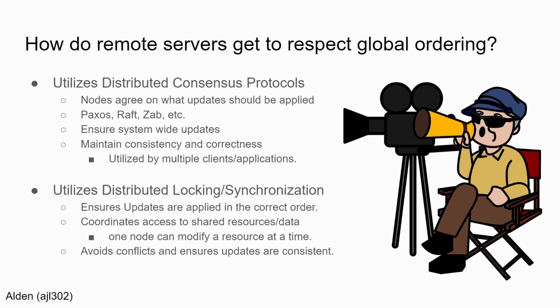To keep order, systems use distributed locking and synchronization in order to keep global order. This ensures that updates are applied in the correct order and coordinates access to shared resources, so that only one node can modify a resource at a given time. This also avoids conflicts and ensures updates are consistent.